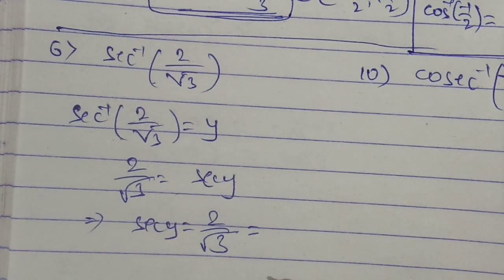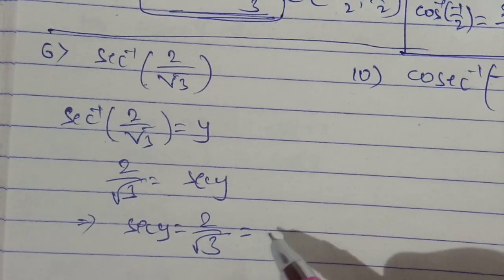Secant theta means 1 by cos theta. Here cos theta means cos 30. Cos 30 value is root 3 by 2. Then secant value will be 2 by root 3, because secant theta is the inverse of cos theta.